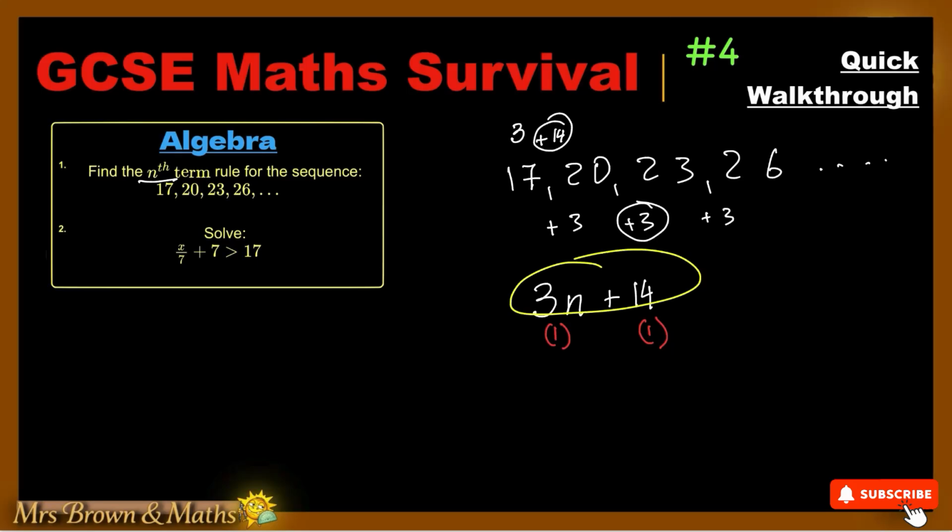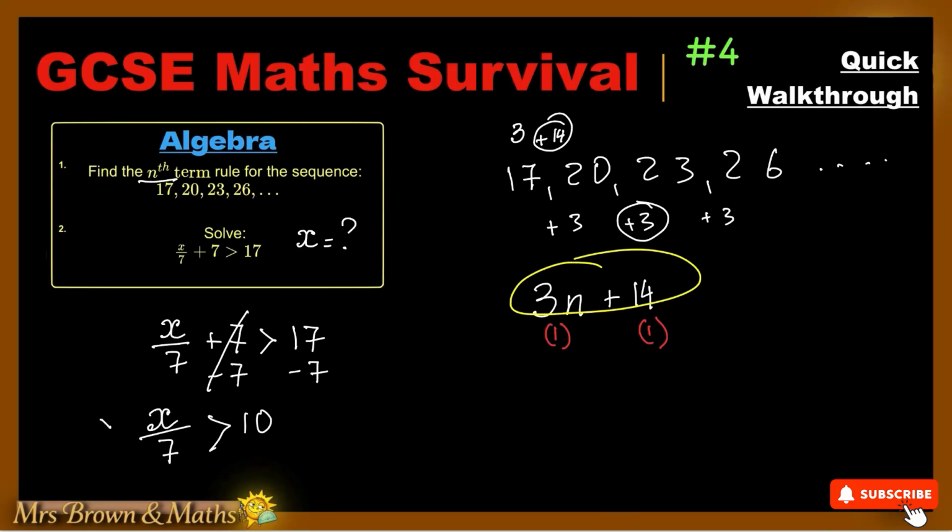Question 2. Solve x over 7 plus 7 is greater than 17. The rules are the same as for equations. Always do opposite, always do the same to both sides. First, subtract 7 from both sides. That gives x over 7 is greater than 10.